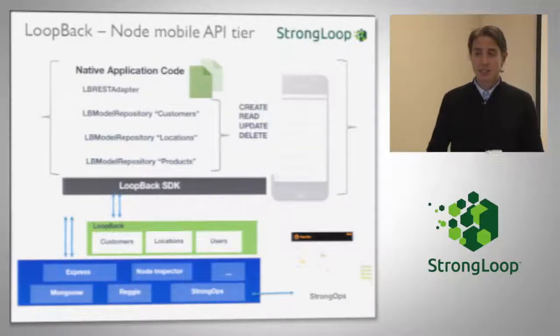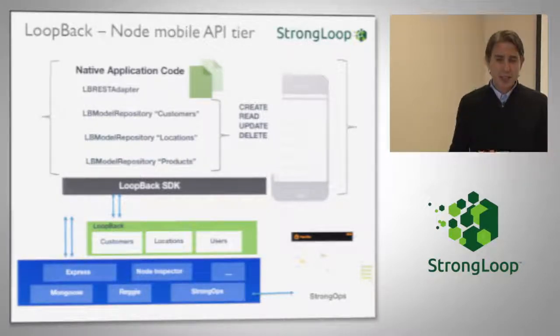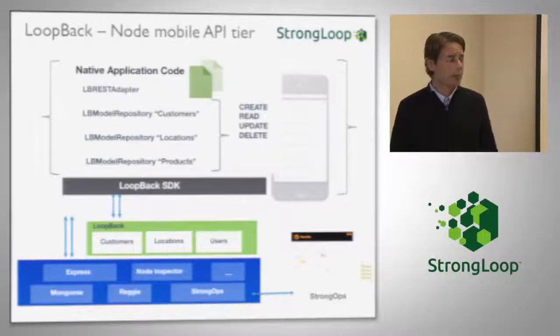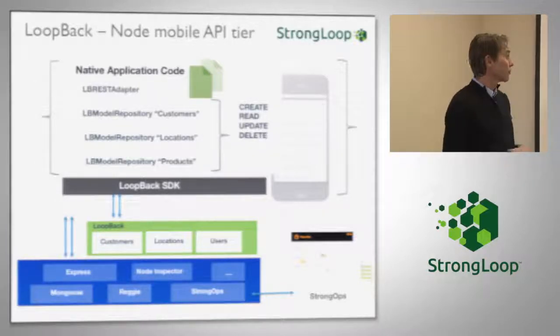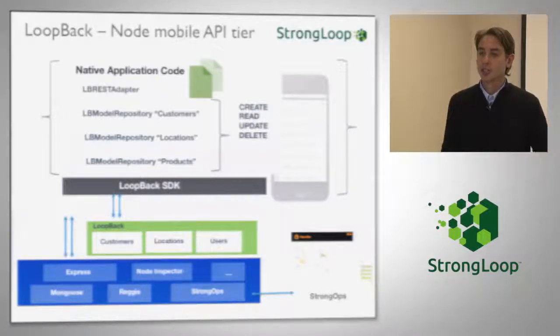Since you're sitting on top of the LoopBack API and SDK, you get a bunch of features and functionality pretty much for free. So you get CRUD right out of the box. So you can do create, read, update, and delete. You also get filtering and search. So that allows you to do filtering against your models.